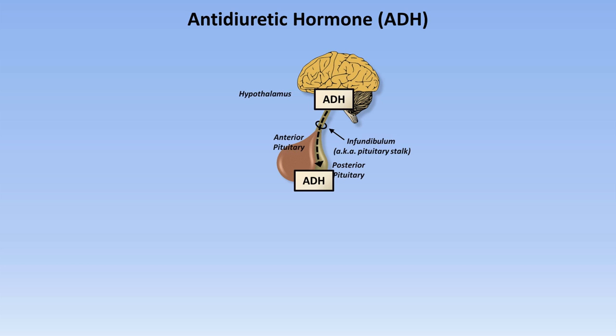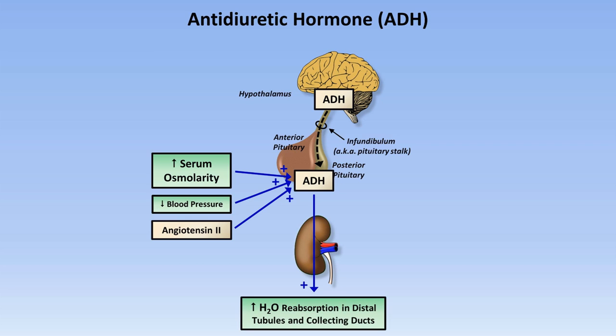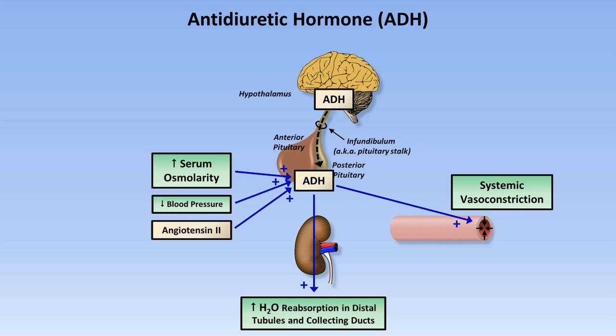Once in the posterior pituitary, the secretion is primarily triggered by detection of high serum osmolarity, but also to a lesser extent low blood pressure and even circulating angiotensin 2. Once ADH is released into the systemic circulation, it has two major actions. In the kidneys, it promotes water reabsorption in the distal tubules and collecting ducts. It does this by stimulating the insertion of water channels called aquaporin II channels into the endothelium of the distal tubules and collecting duct, which are otherwise relatively impervious to water. And in the systemic blood vessels, ADH induces vasoconstriction.